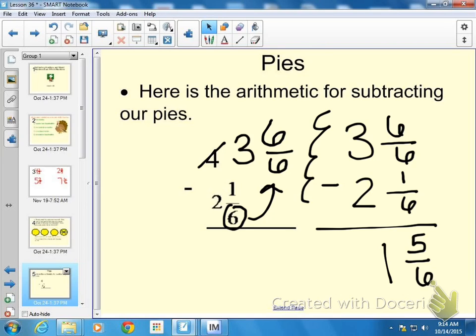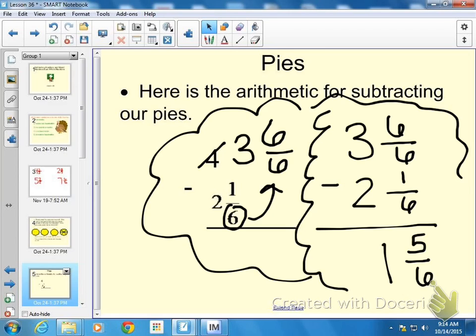Make sure you have this problem in your notes for me, please. Make sure you have that problem in your notes. So what we did was we took one of the whole pies and we sliced it up. And however many slices we're going to take, we made it the 6.